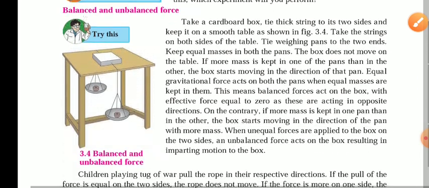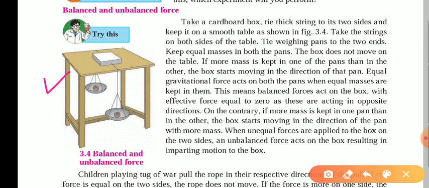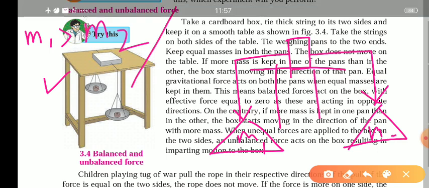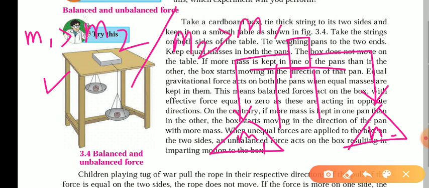On the other side, if the object is moving, it means there is an unbalanced force acting on it. Here they have taken this example, which I can draw from another angle: an object is kept and two forces are applied by putting certain weights in the pans, M1 and M2. If M1 is greater than M2, or M2 is greater than M1, what will happen? There will be an unbalanced force acting on this object, and due to that it will start moving to the left or right, depending on which mass is more.